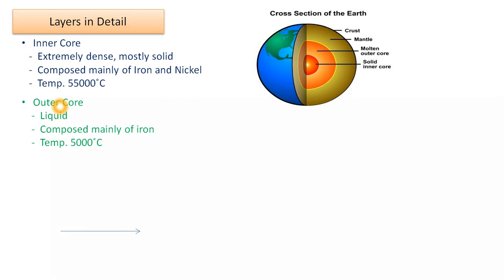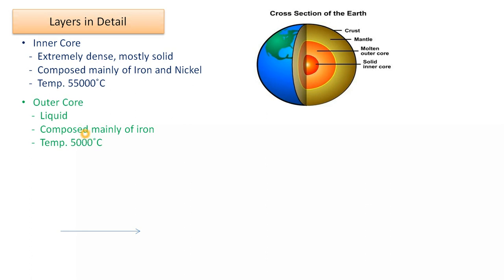Next is the outer core, and it's quite dense, but it's liquid. So it's kind of molten. It's also composed of iron. So the iron here is in liquid form. It's liquid iron. And here also the temperature is quite high, somewhere around 5,000 degrees Celsius. But inner core is the hottest, okay, and outer core is less hot than the inner core. So see, as you come out from inner core to outer core, the temperature goes on decreasing.